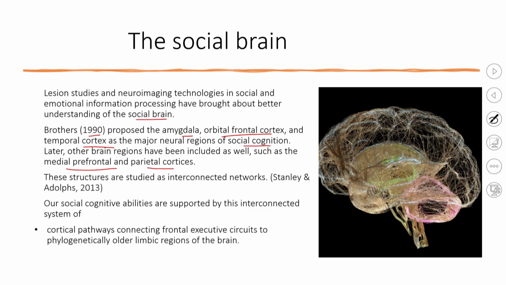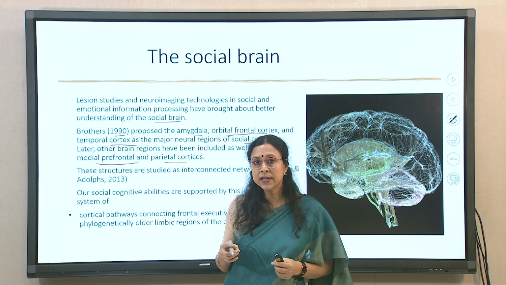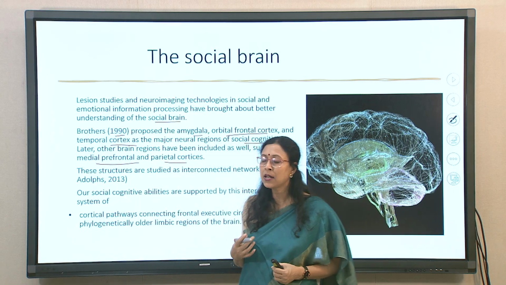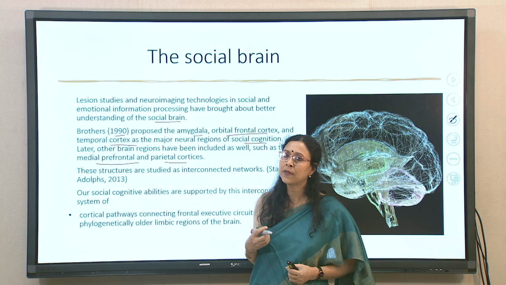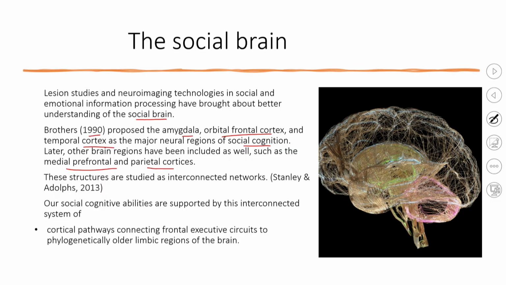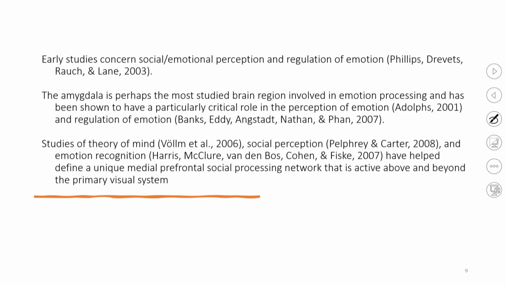So, now we have much better idea about the brain regions and also the kind of activation pattern. It is not only the region, but also the activation pattern. Together they give us the neural signature of any kind of behavior. So, this is how it goes here as well. So, our social cognitive abilities are supported by this interconnected system of cortical pathways connecting the frontal executive circuit to phylogenetically older limbic region in the brain. So, there is a direct connection between the social behavior and the brain region, that is the basic idea here.